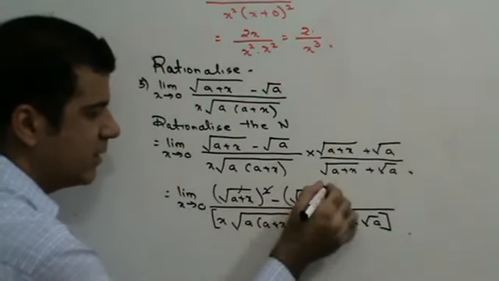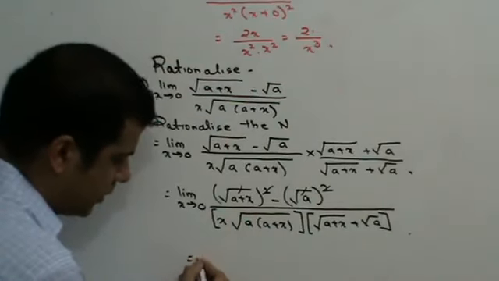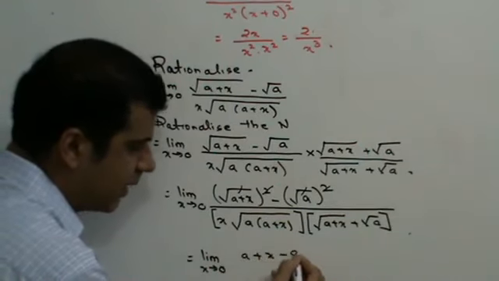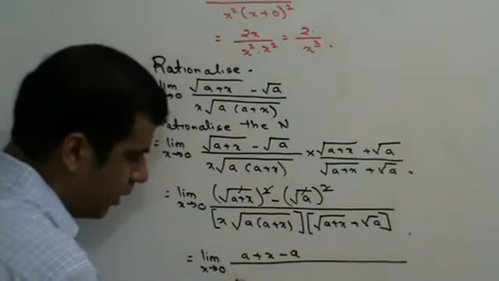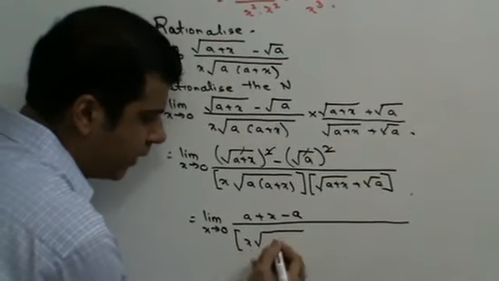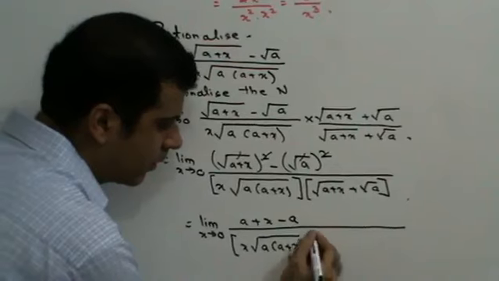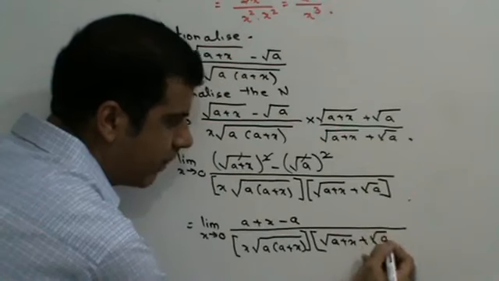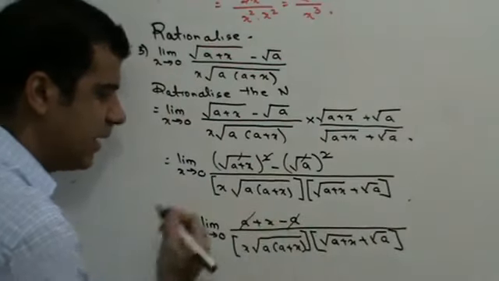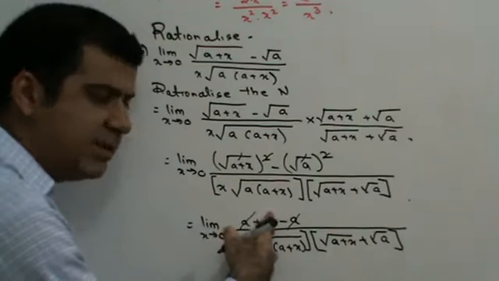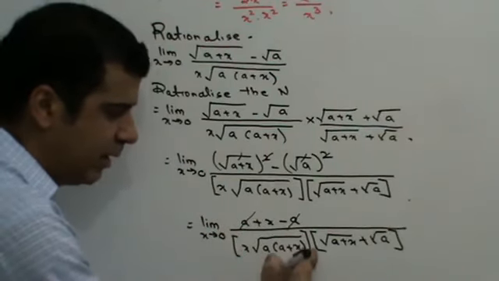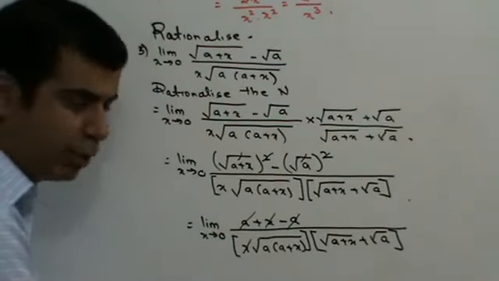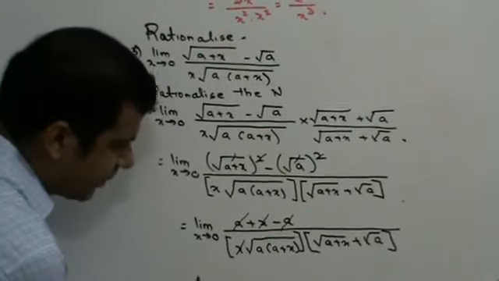Square and root gets cancelled, square and root gets cancelled. So this is going to be limit of x tends to 0, a plus x minus a upon x root of a plus x, root of a plus x plus root a. Minus a plus a in the numerator gets cancelled. Now I have an x in the numerator, I have an x in the denominator. Since there is a multiplication sign here, I can cancel the x in the numerator and the denominator. Once I do this, I can substitute the value of x.